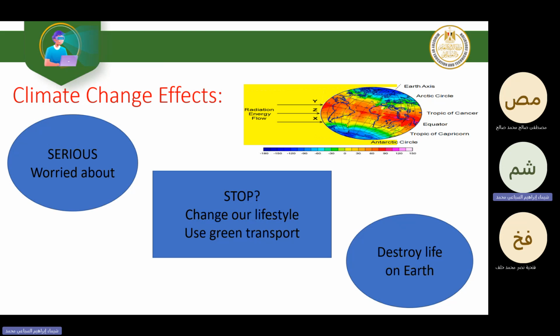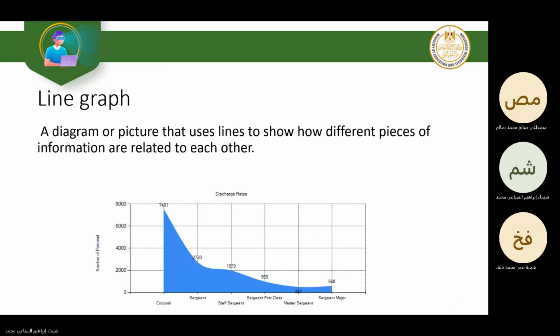There are many things we can do to stop climate change, and we should change our lifestyle. Okay, the second word is line graph. What does this word mean? A diagram or picture that uses lines to show how different pieces of information are related to each other. As you see, we have a line graph here in this picture, and we have two axes, of course, and we have lines. And these lines show different pieces of information.